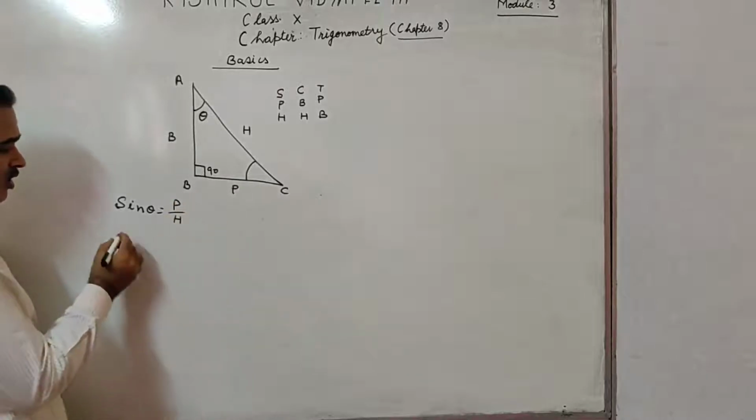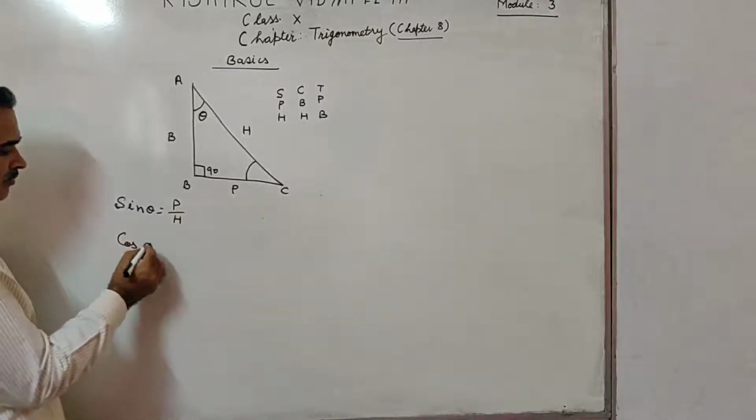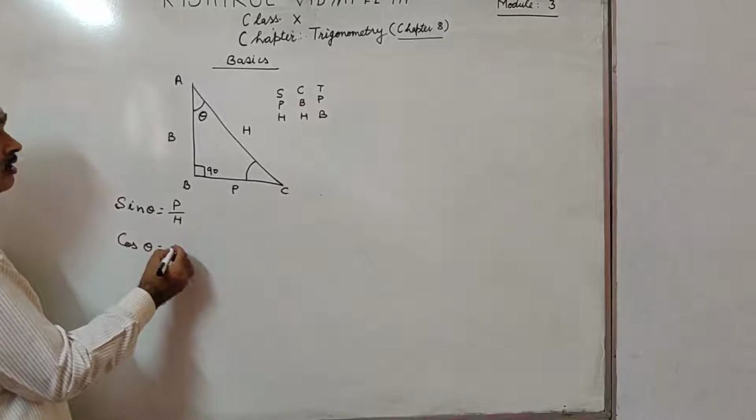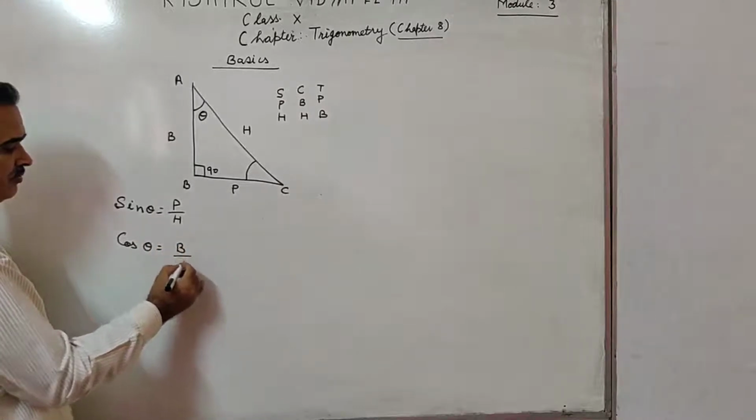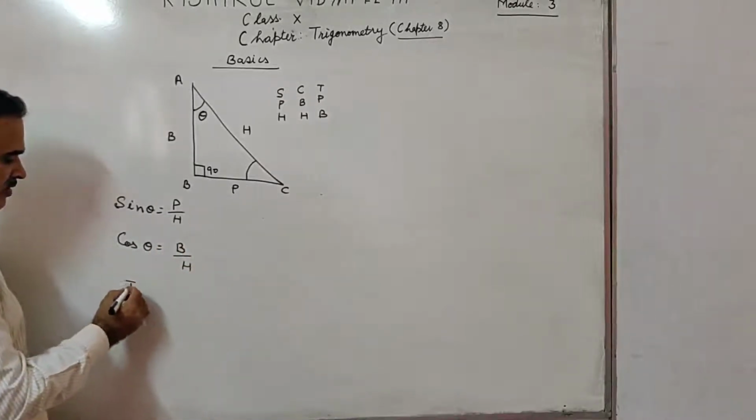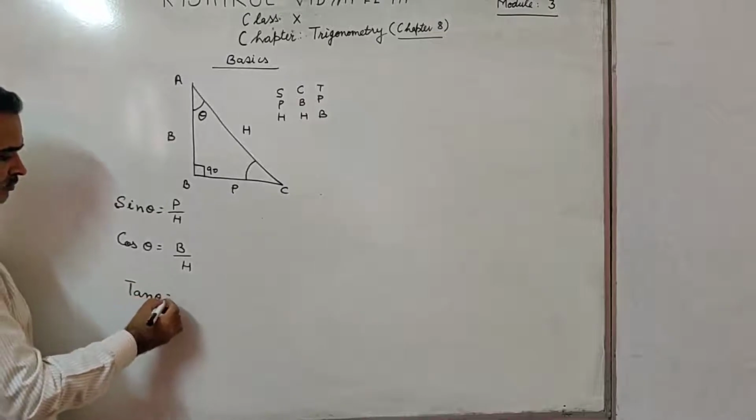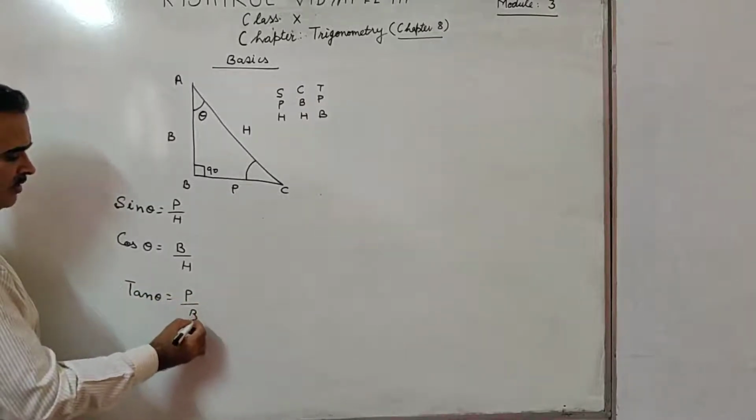You know this, my child. Cos theta is B by H. And tan theta equal to P by B.